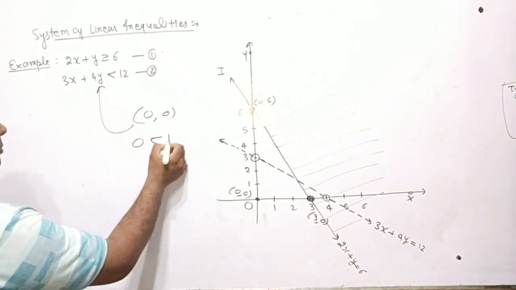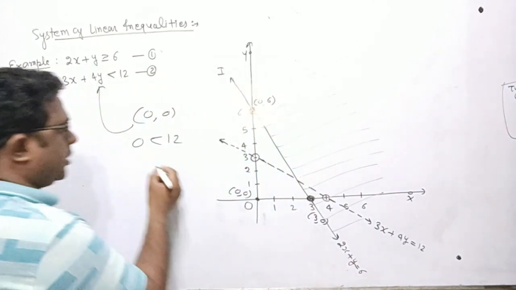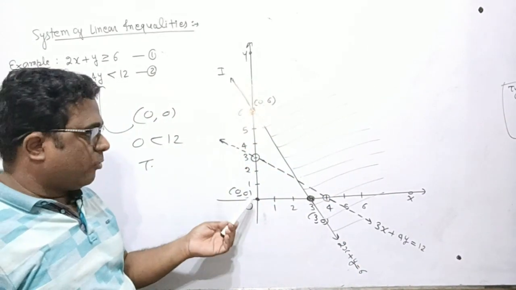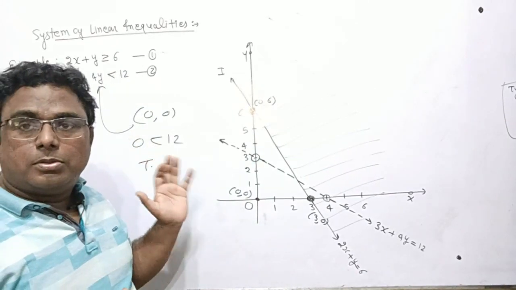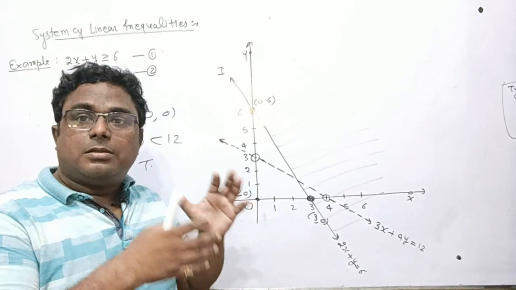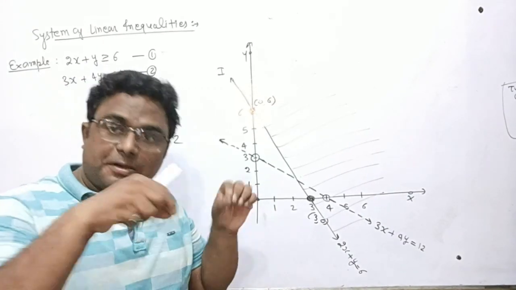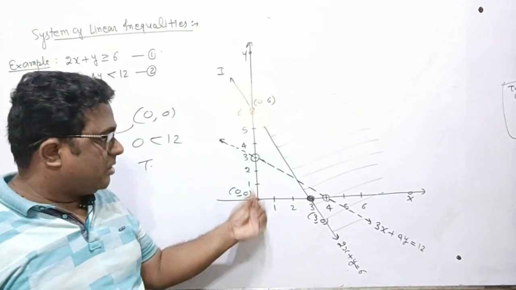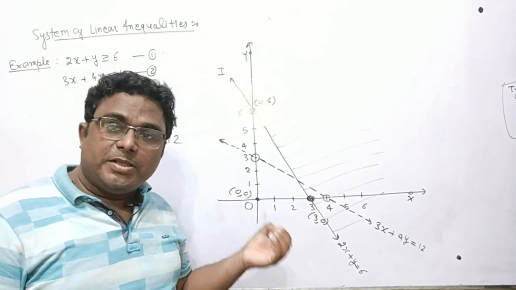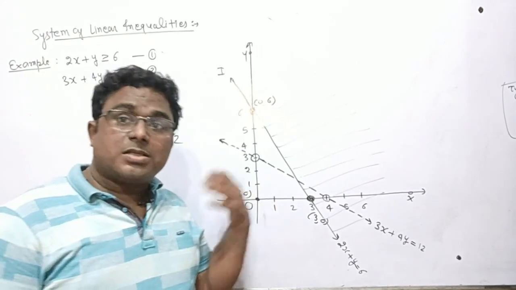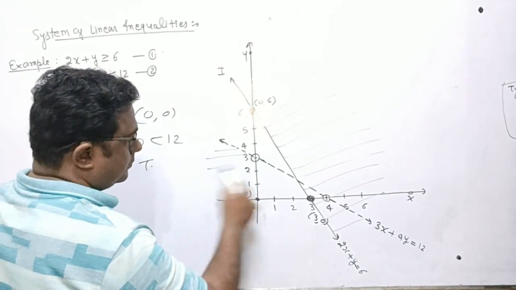So 0 less than 12, it's a true thing. It means the testing point 0, 0 is making the second inequality true. So you will select that area for the second inequality in which 0, 0 itself is present, and 0, 0 is present in the lower half of the second inequality. So the lower half will be the solution region for the second inequality. It means we will do the shade in this portion.